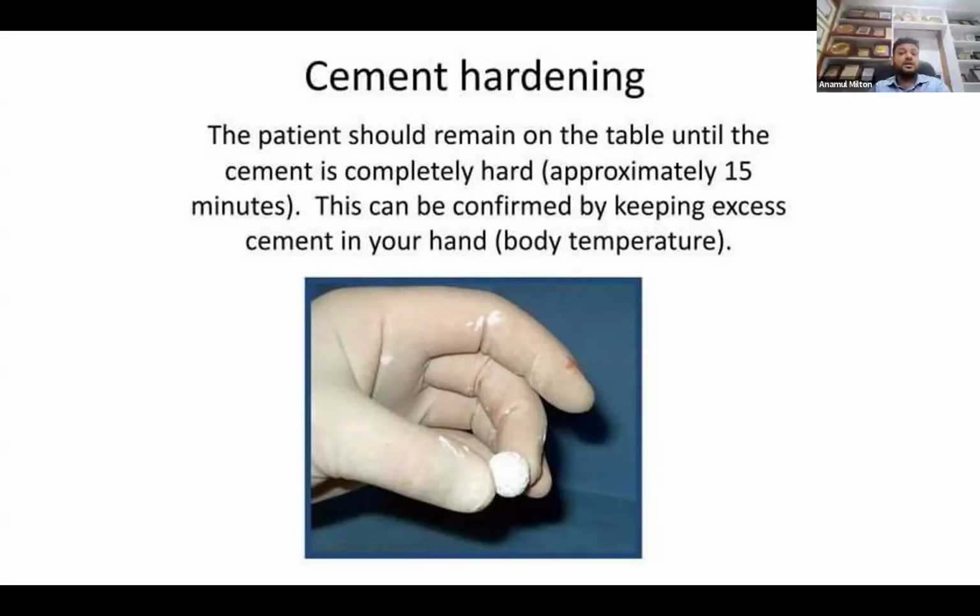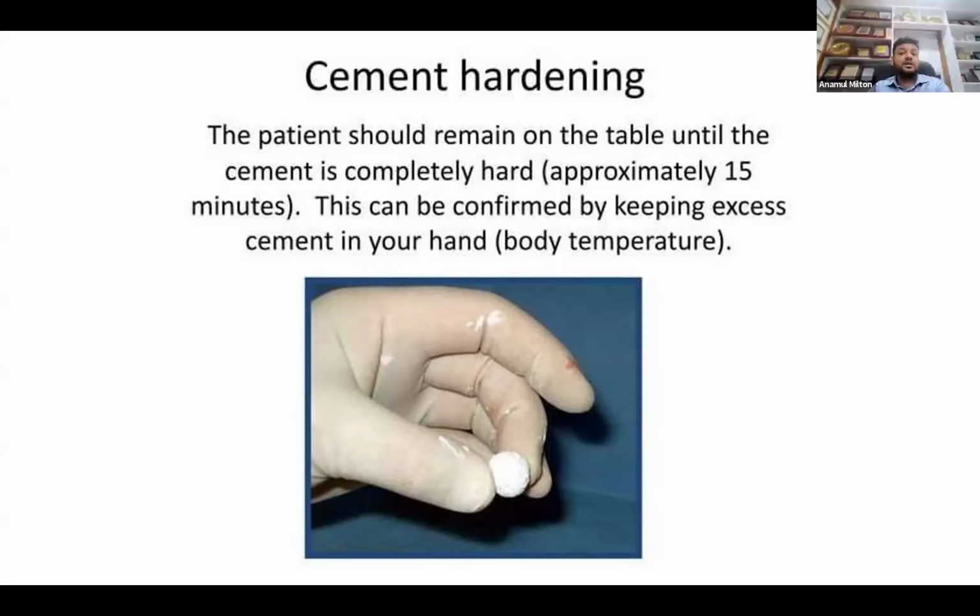Another very important point is how this hardened cement decreases the pain. One is the temperature. When we mix this liquid and this powder, some temperature is created even inside the ball of cement. It creates around 80 to 90 degrees centigrade temperature. This temperature destroys the nociceptive nerve endings.